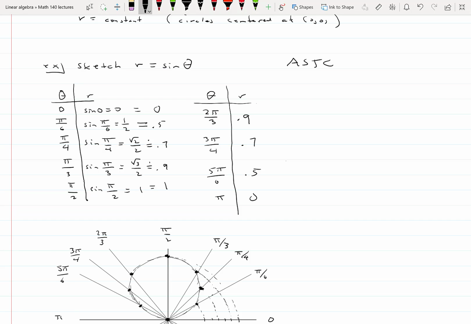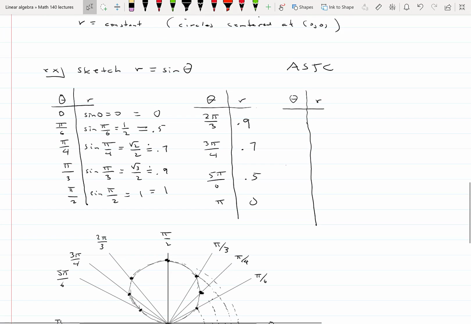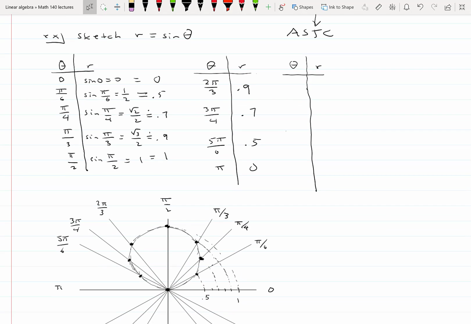Let's take a look at angles in quadrant 3. In quadrant 3, we're looking at 7 pi over 6, 5 pi over 4, 4 pi over 3, and 3 pi over 2, going around the unit circle. Now in quadrant 3, the sine is negative. All students take calculus. In quadrant 3, the tangent and cotangent are positive, so the sine is negative. So at 7 pi over 6, the sine is not going to be positive, it's going to be the opposite of what it was at 1 pi over 6. So we have negative 0.5.